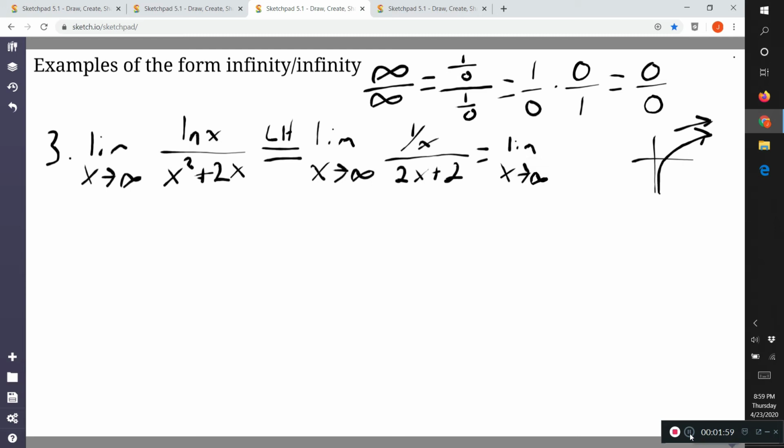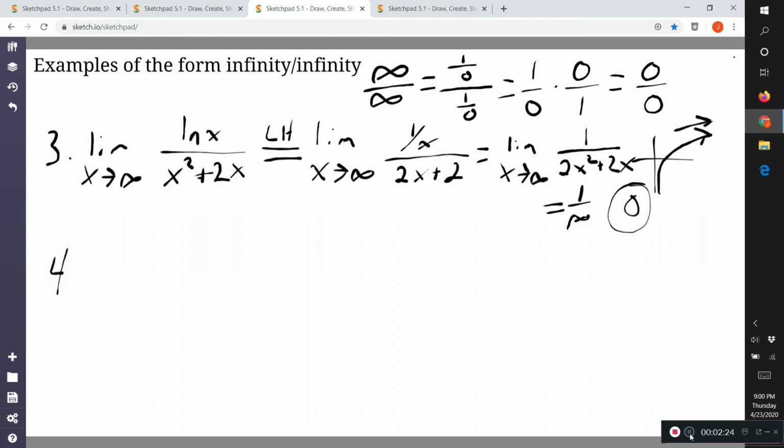We're going to move that 1 over x onto the bottom and distribute it in, so we'll get 2x squared plus 2x. So the bottom is going to be infinity, but the top is going to be 1. We dealt with that a long time ago. When that happens, we have 1 over infinity. That's going to be 0 as an answer. So this whole function is going to tend towards 0.